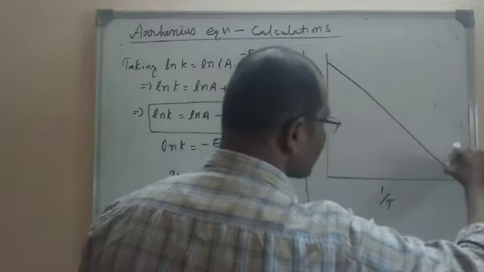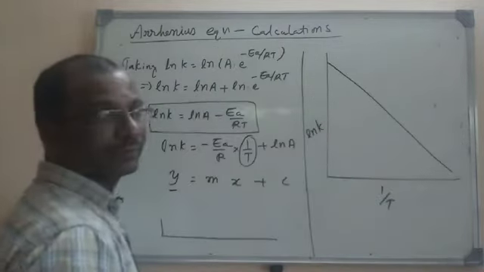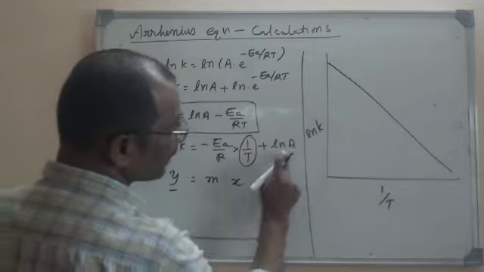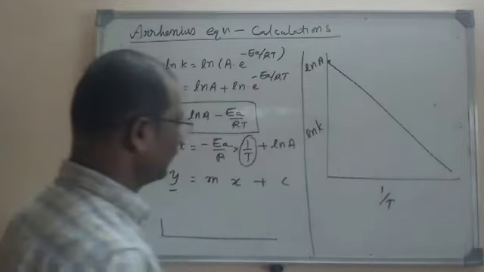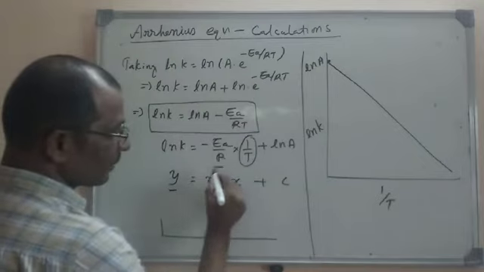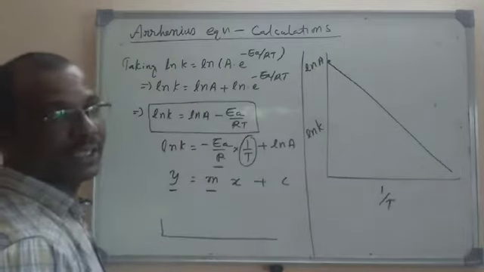When you extend that straight line, it intersects the axis. What is that intercept here? ln A is the intercept in this graph. And can you say the slope here? Slope m = minus Ea by R.